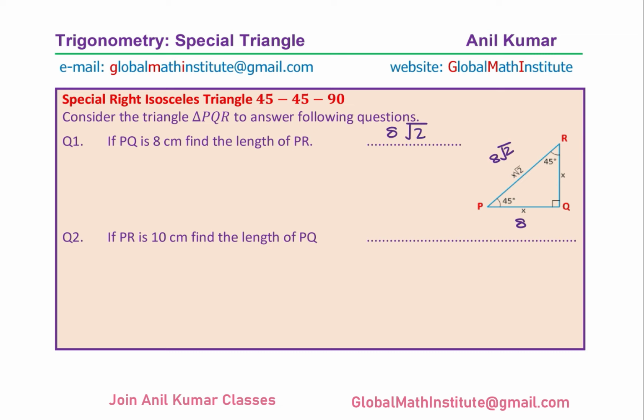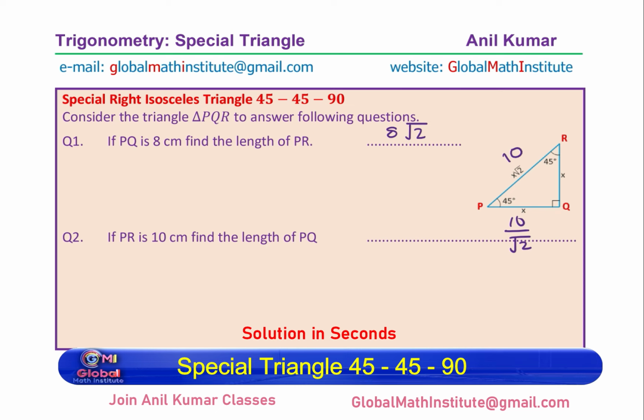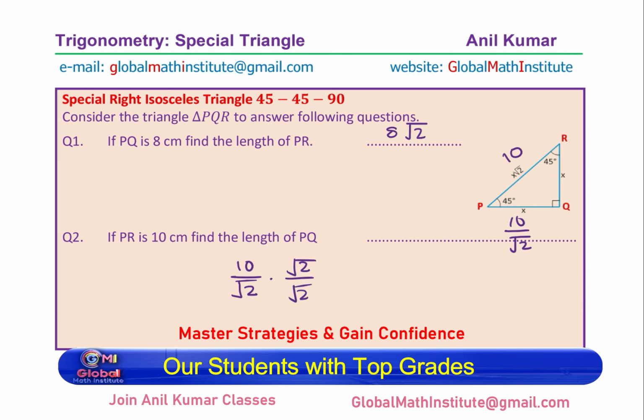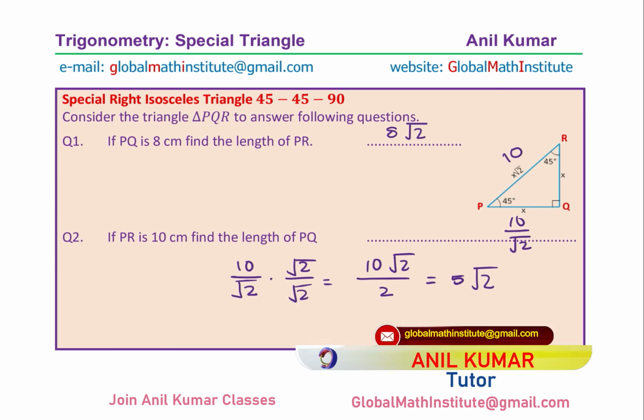The next question here is, if PR is 10 centimeters, so let me write down PR as 10 centimeters. So PR is given to us as 10 centimeters. Find the length of PQ. Well, it should be 10 divided by square root 2. Now it's a good practice to always write them in the form which is rationalizing the denominator. So we'll just rationalize the denominator and write down the answer as 10 square root 2 over 2, which is 5 square root 2. Makes sense? Do you see how the concepts help us to answer the questions?